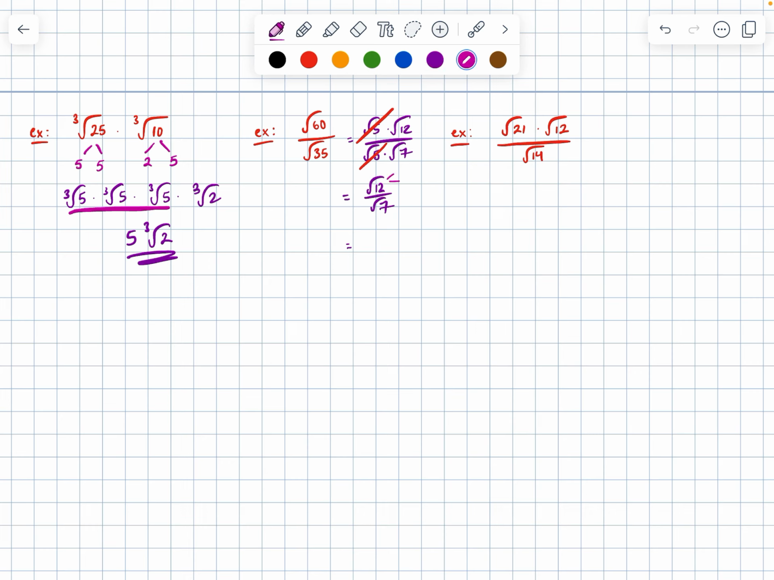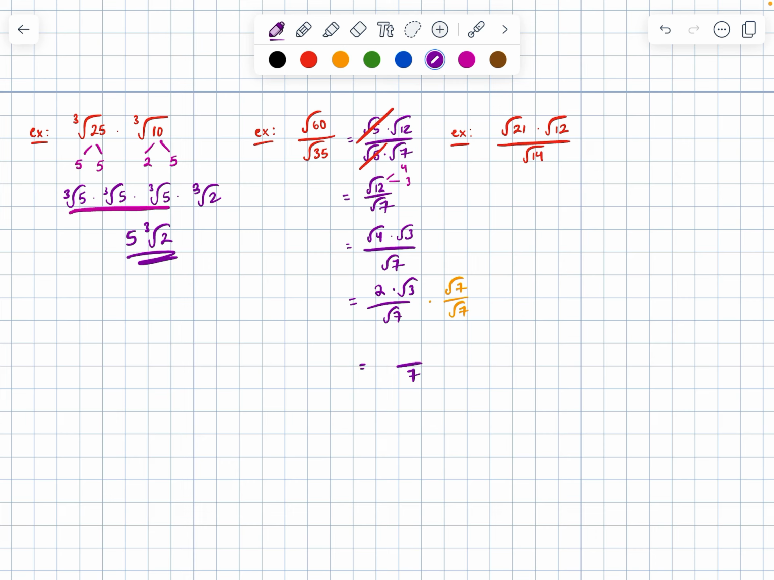Well, the square root of 12, I can factor this into something that's a perfect square. 12 is 4 times 3. So I'm going to break down the square root of 12 as the square root of 4 times the square root of 3, all over the square root of 7. The square root of 4, I know, is 2, so this is 2 times the square root of 3 all over the square root of 7. Again, I can't leave that root 7 in the denominator. Let's rationalize by multiplying by the square root of 7 over the square root of 7.